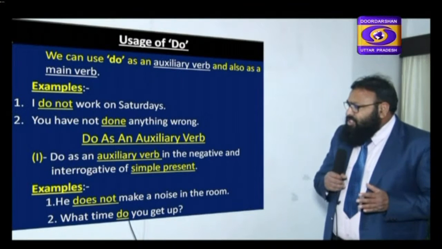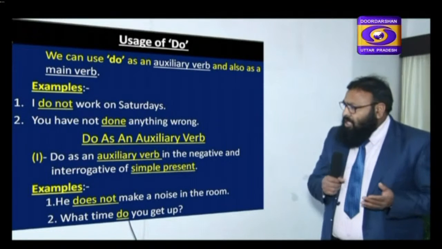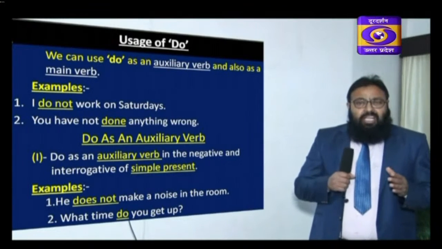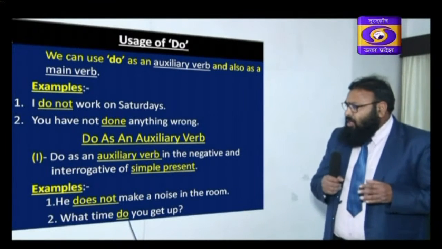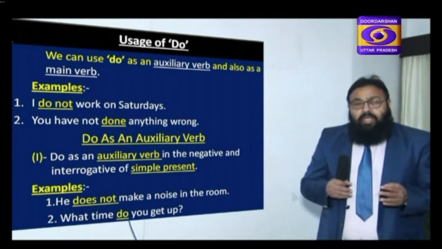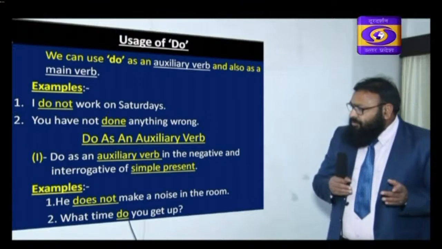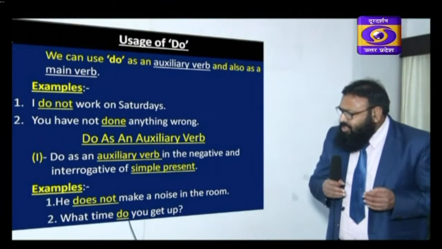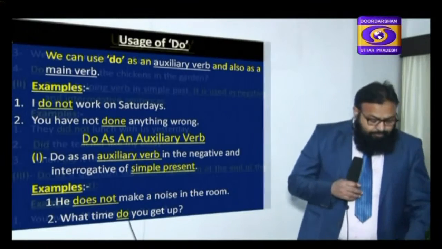Examples are: he does not make a noise in the room. Does not is a helping verb, and it is helping the main verb make, and it tells us that it is in simple present and the subject is singular. What time do you get up? An interrogative. Do is a helping verb, and it is coming before the verb. It is coming before the subject, you. So inversion is taking place in case of an interrogative sentence. It is WH type.